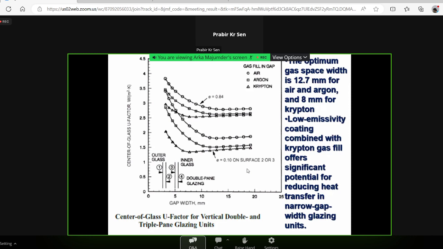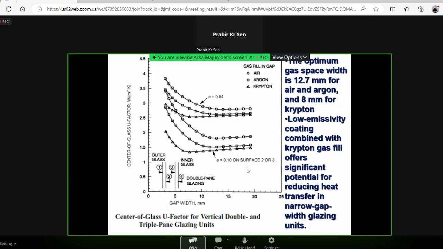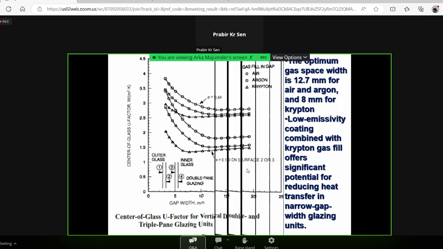Low emissivity coating combined with krypton gas, that means the lowest curve, will give you a much lesser U value. It's even less than 1.3. Very good U value for glass. And over and above, you can use curtains. Next.